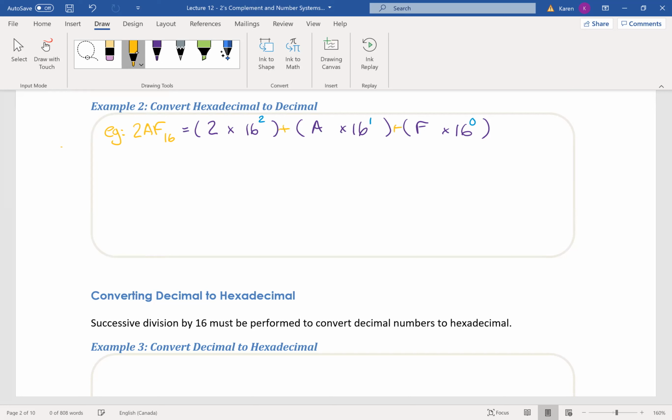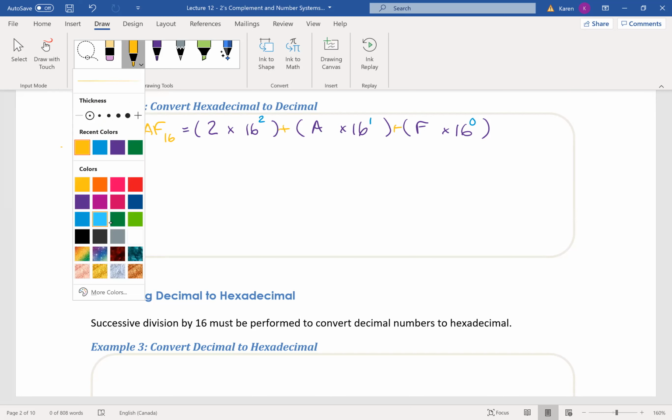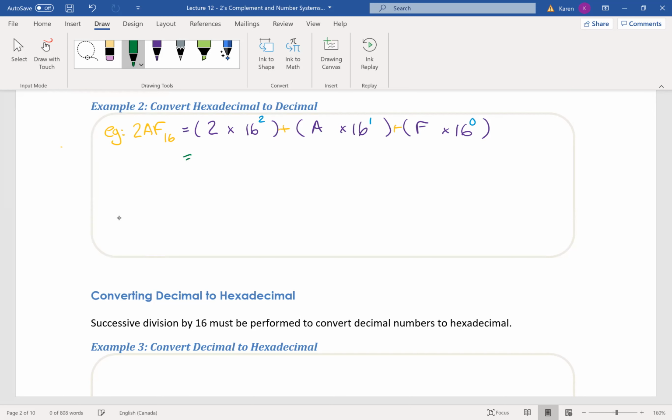You say, well, that's kind of odd. I don't know how to do math with letters in it. A is how we say a quantity of 10 of something. So you simply substitute in 10, and I do expect you to be able to do this longhand. F is equivalent to 15. All right, so the answer is 687 base 10.